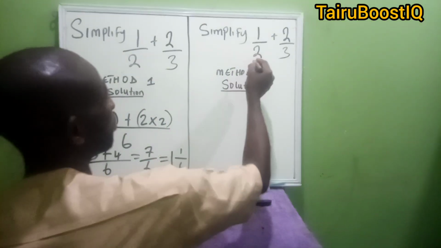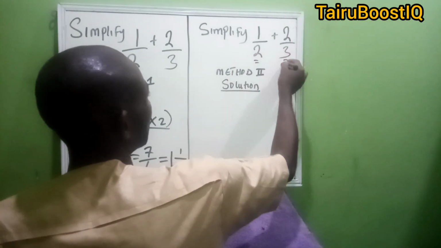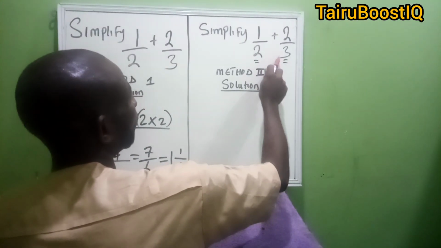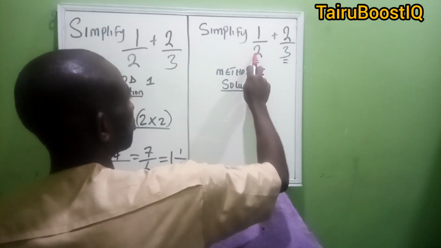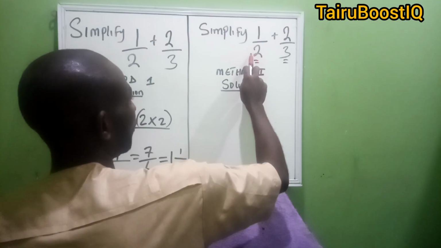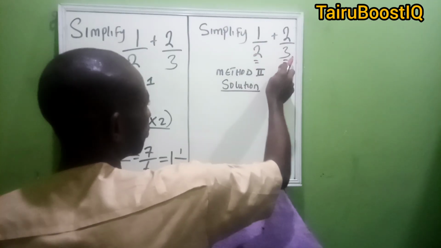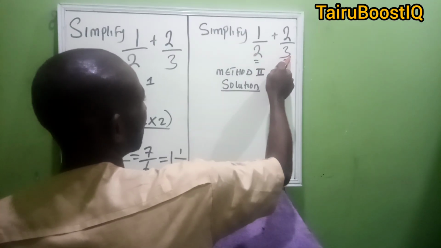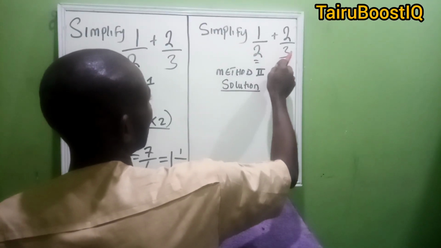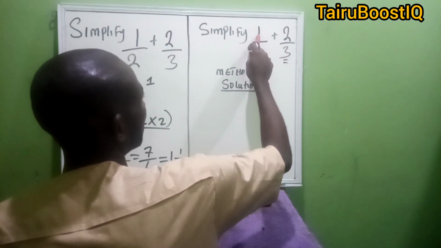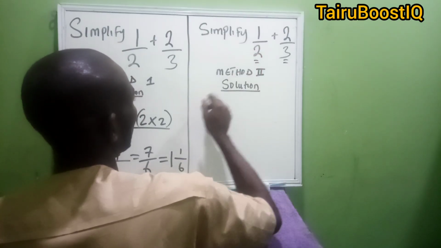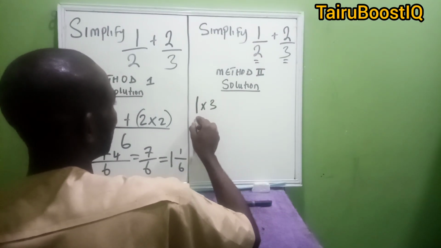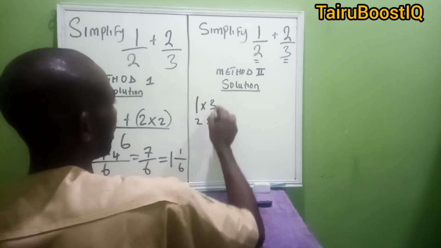The method 2, we want to make the what? The denominators to be the same. And to do that, it means that we have to look for a number that when we times by 2, it will give us a number, and when we times this 2 by 3, the number will be the same. That means we are going to times this 2 by 3 and we times 2 by 3. So whatever we do to the denominator, we do to the what? The numerator. Here now we're going to have 1 times 3, then 2 times 3.